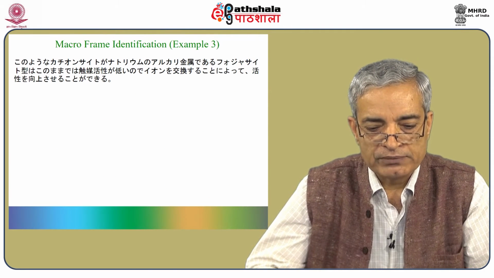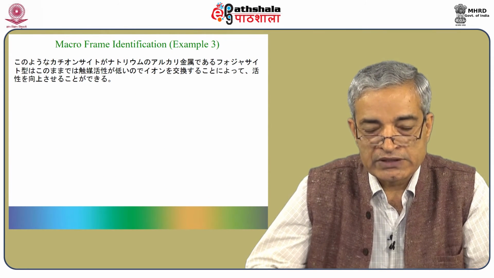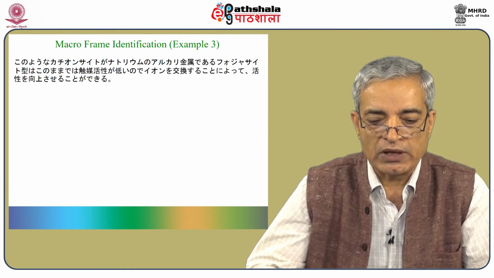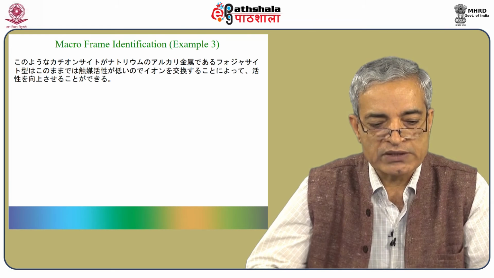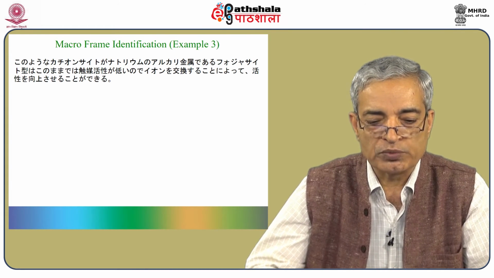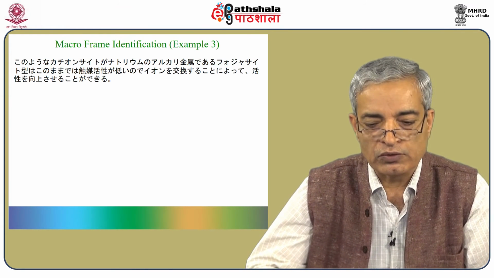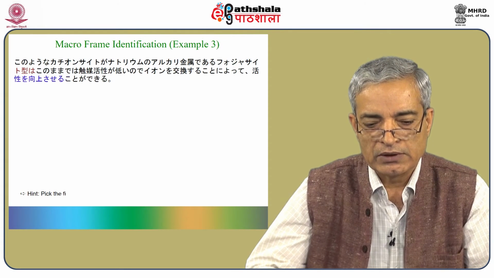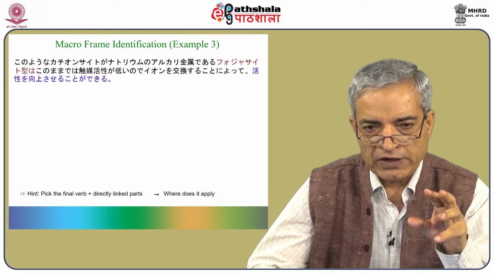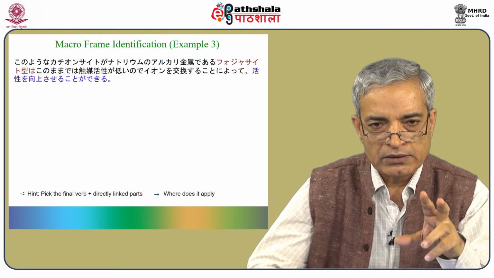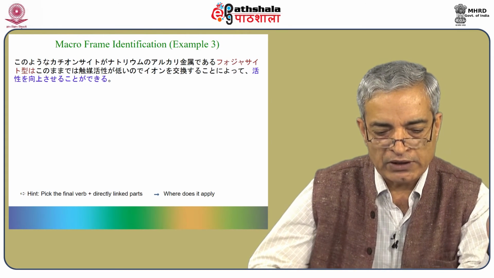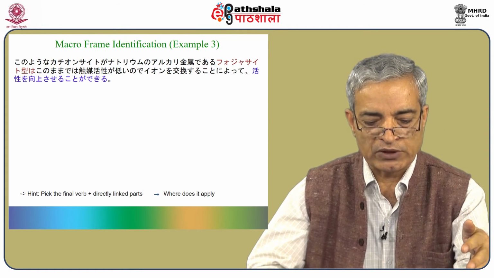Let's see another example, and the example is the same as the previous one. Kono yo na kachion sait ga natorium no arukari kinzoku de aru foja sait gata wa kono mama de wa shokubai kasse ga hikui no de ion o koukan suru koto ni yotte kasse o koujo saseru koto ga dekiru. We have done 5W1H on this earlier. Now we are doing frame. So try to keep that learning aside for the time being and focus on frame capturing in this particular case.